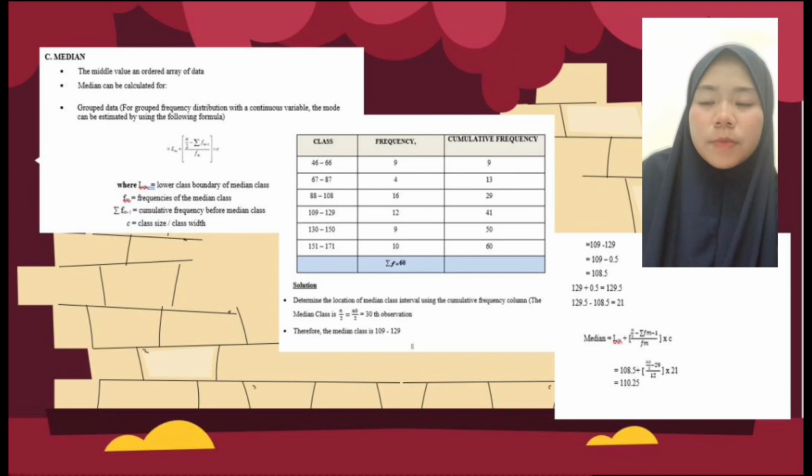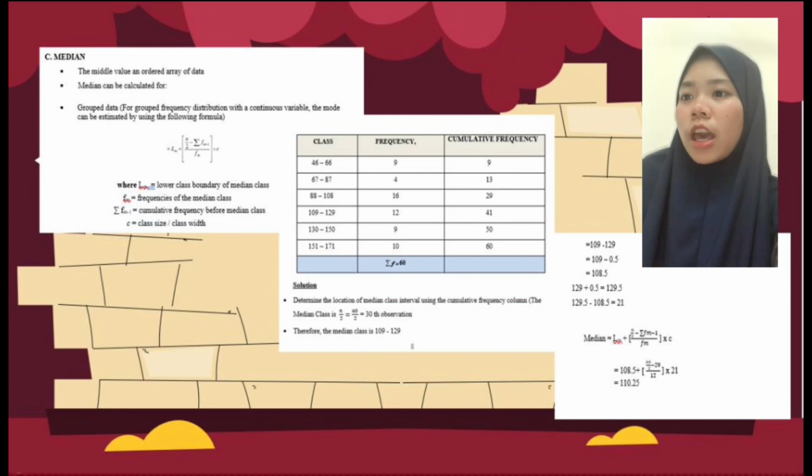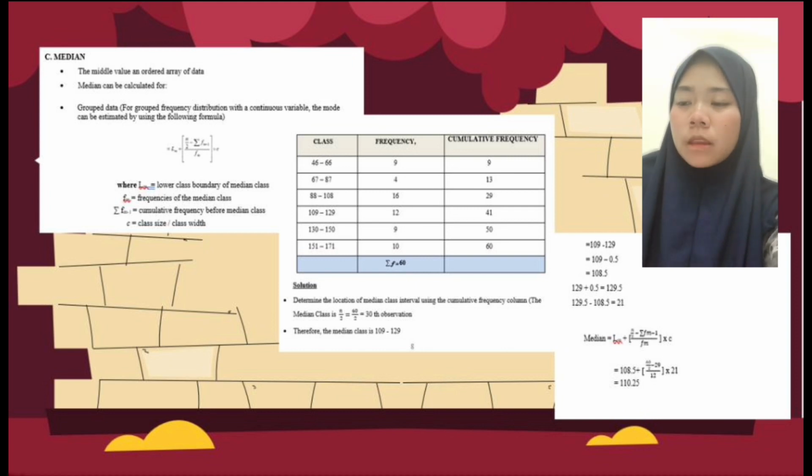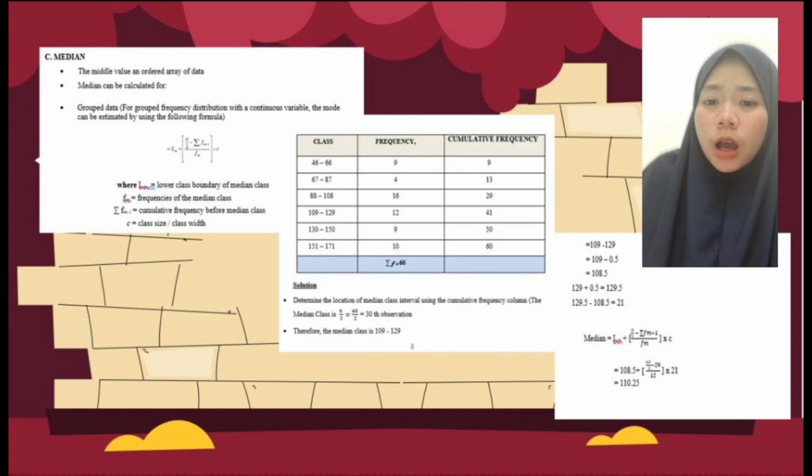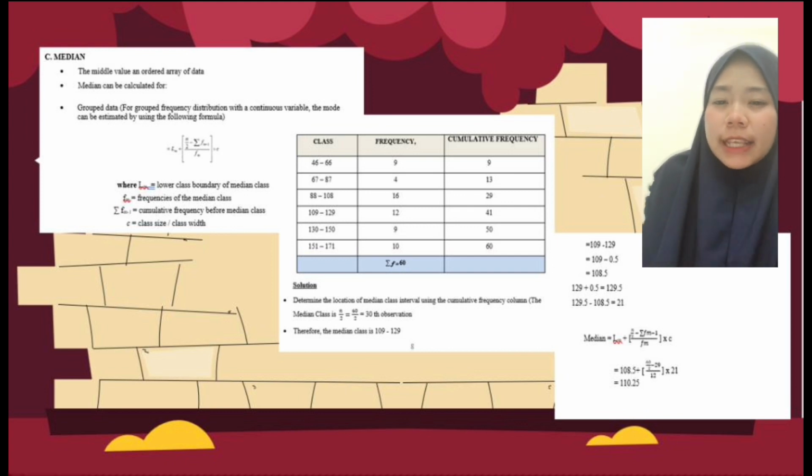Next is median. The median is the middle value in an ordered array of data. Median can be calculated for grouped data. The amount of median is 108.25.